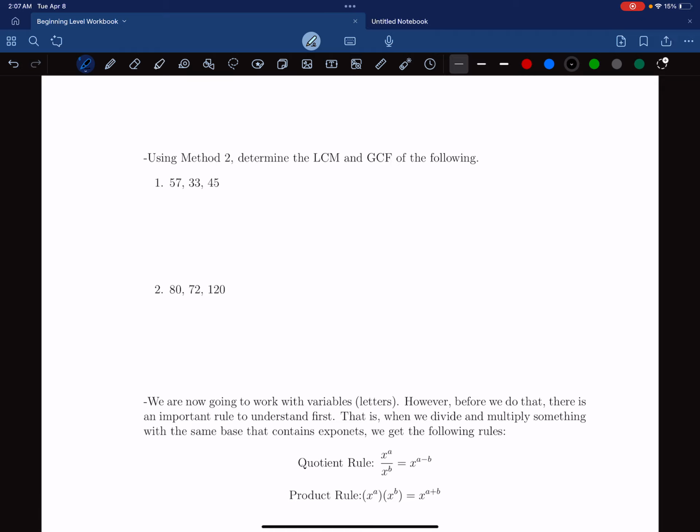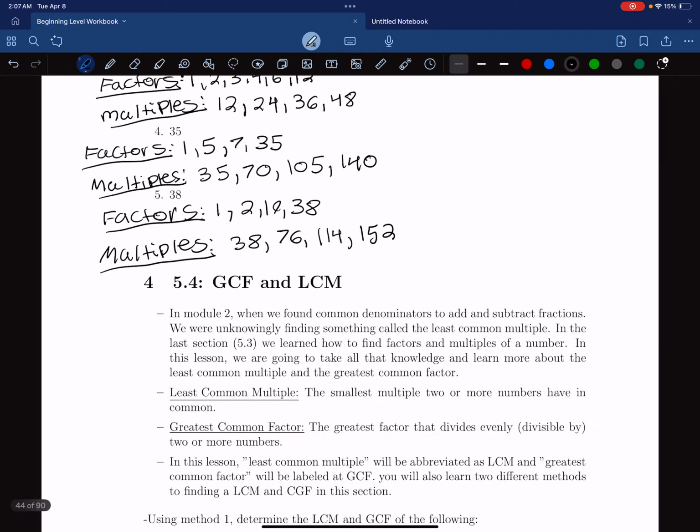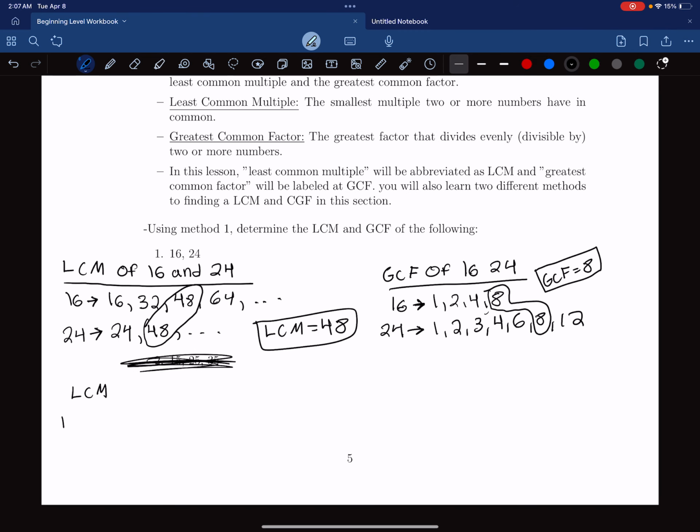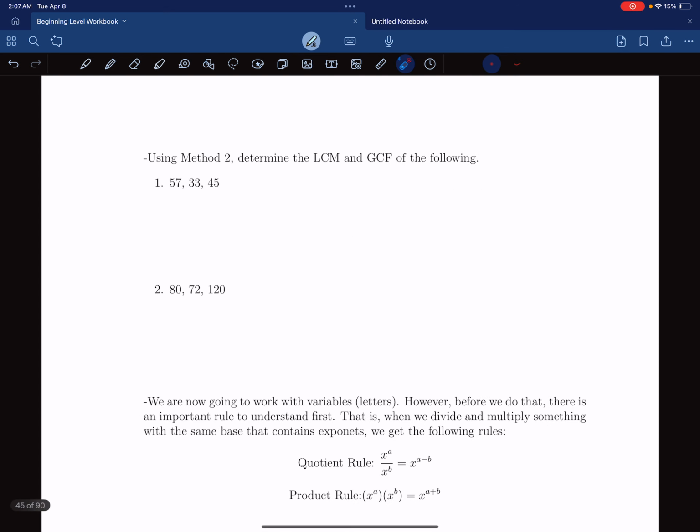If you want, you can try this problem on your own, but I will say that it gets to be a lot using this first method that we just did here. So that's why we are going to be introduced to a second method.